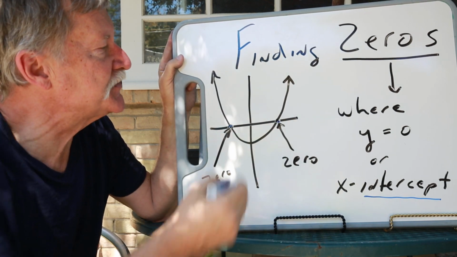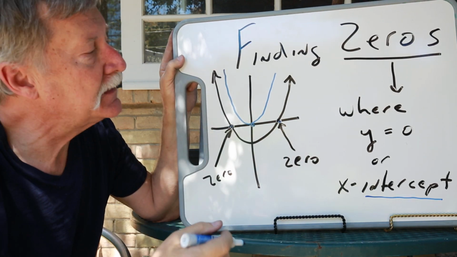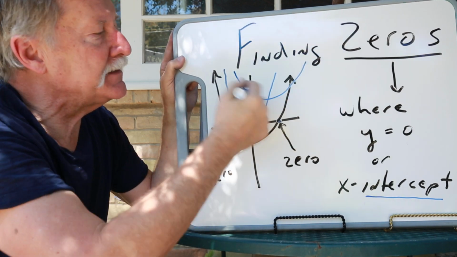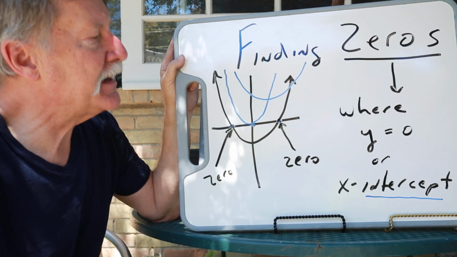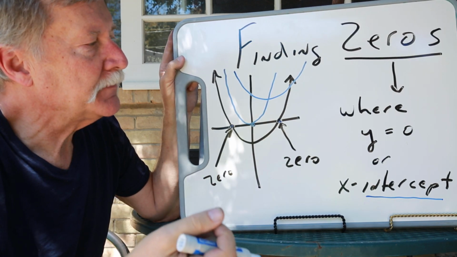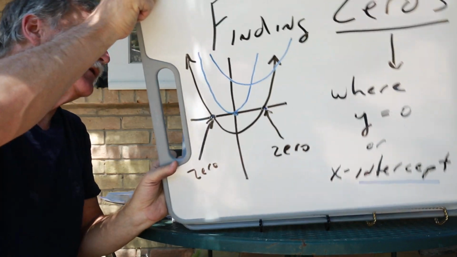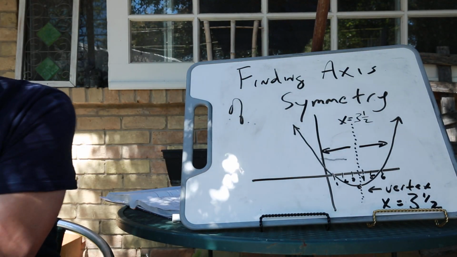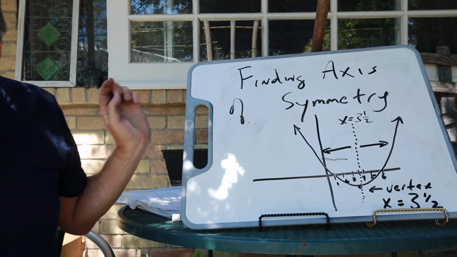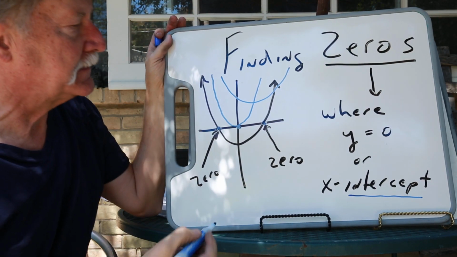Other parabolas might just have 1 zero touching the x-axis in one place. And other parabolas may have no zeros at all if they don't hit the x-axis. So you can have 2 zeros, 1 zero, or no zeros. And when it asks you to find zeros, basically all you have to do is look at where on the parabola it hits the x-axis. All right.